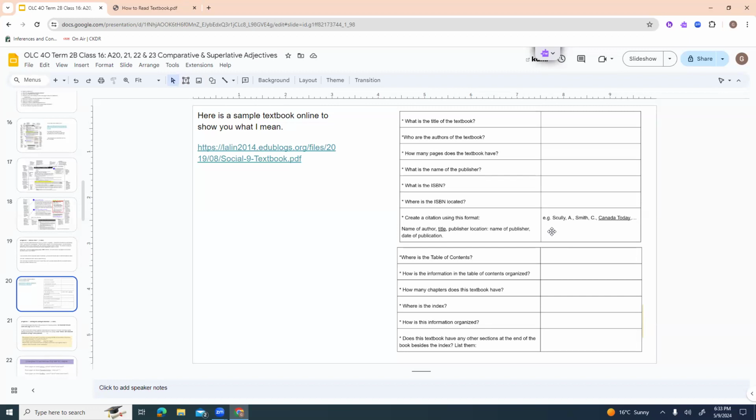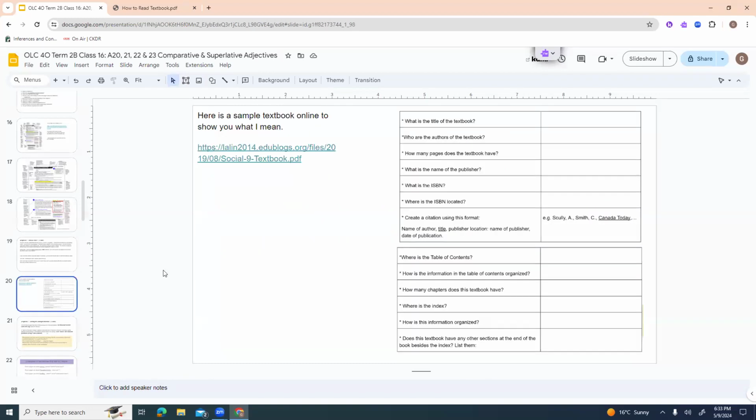How is the information in the table of contents organized? Again, you tell me, how did they organize it? How many chapters does this textbook have? Where is the index? How is this information organized? They mean the index information, okay? Does this textbook have any other sections at the end of the book besides the index? List them. We've talked about some different textbooks may have different sections, right? Math textbooks might have a bunch of lists of formulas. A science textbook might have the periodic elements. Who knows, right? So whatever textbook you're looking at, take a look at the back. What else do they have besides the index?